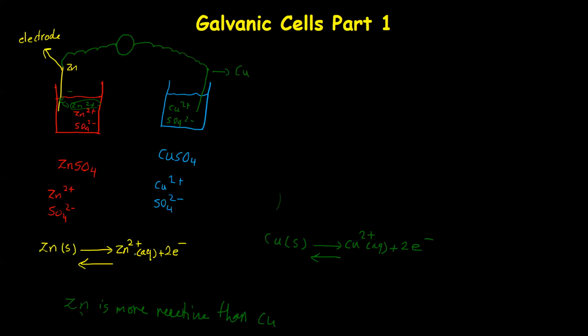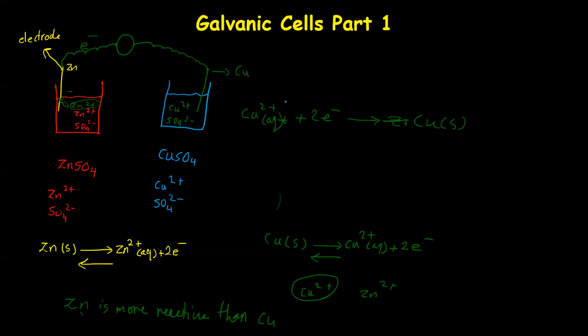If it's easier for Zn to lose electrons, it means between Cu2+ and Zn2+, Cu2+ can gain electrons. For gaining electrons, Cu2+ is the winner. So when this Zn loses electrons in here, right now we have two options for gaining electrons, Zn2+ and Cu2+. But Cu2+ is the winner, so electrons travel all the way to the other side, and Cu2+ here can gain these electrons.